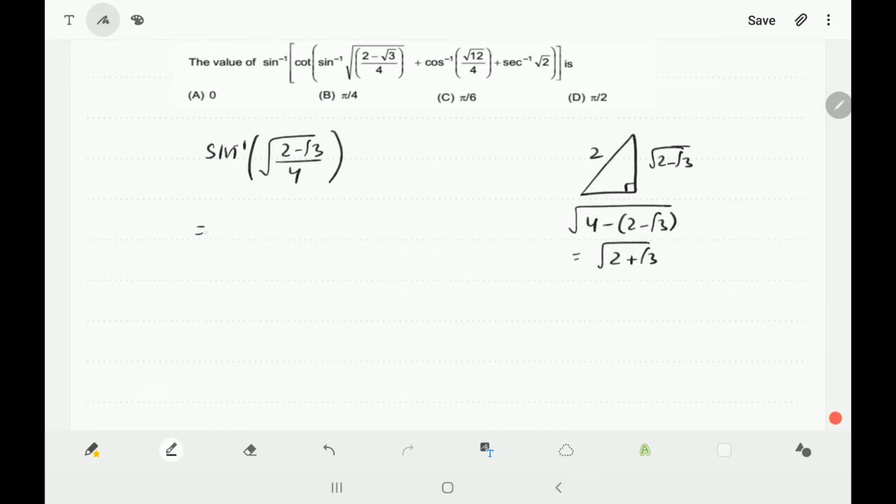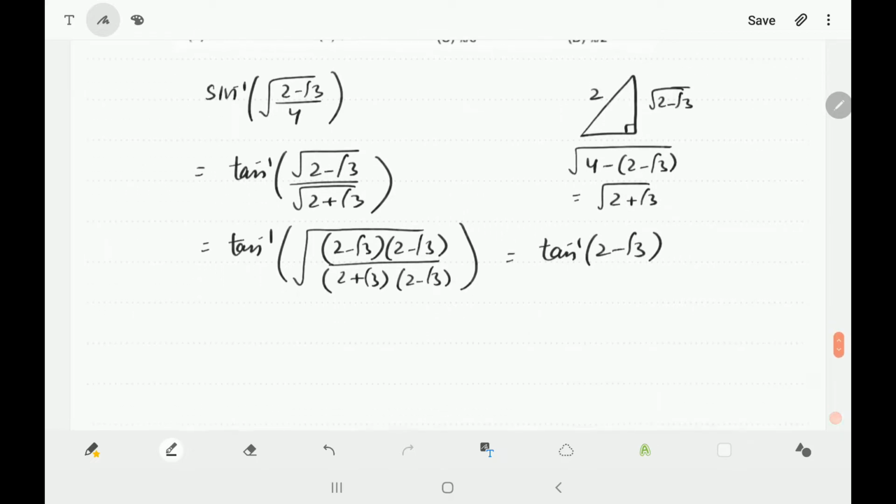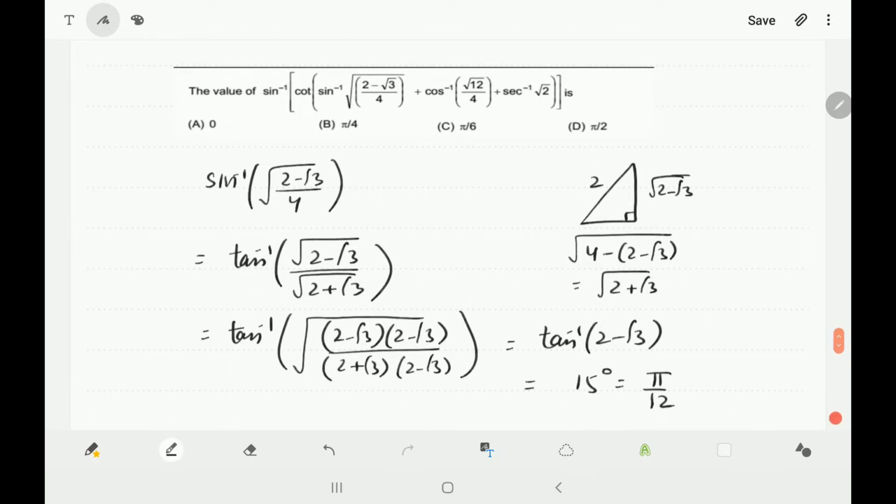Okay, so I can write this term as tan inverse of under root of 2 minus root 3 divided by under root of 2 plus root 3. So we can rationalize this also. So tan inverse of under root of 2 minus root 3 into 2 minus root 3 upon 2 plus root 3 into 2 minus root 3. Okay, so upon rationalization we will get tan inverse of 2 minus root 3. Now we know the value of this. Tan inverse of 2 minus root 3 is 15 degrees, which is pi by 12 radians. Okay, so the value of the sine inverse under root 2 minus root 3 by 4 term is pi by 12.